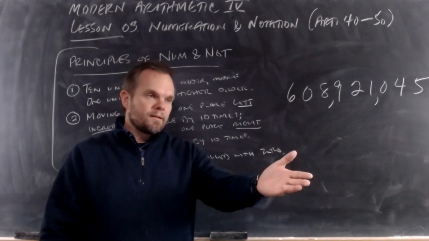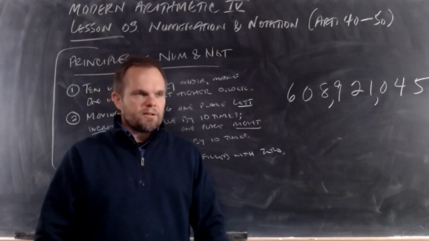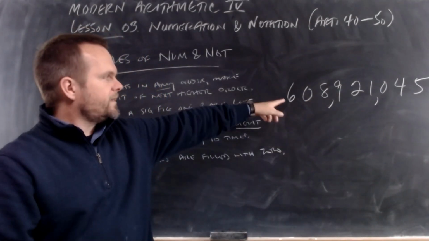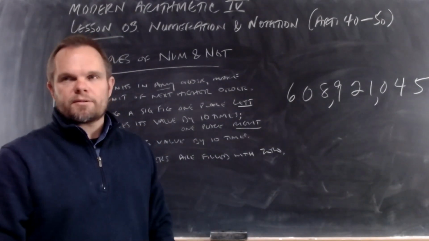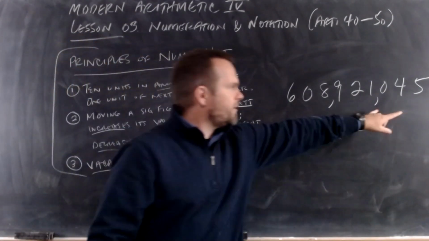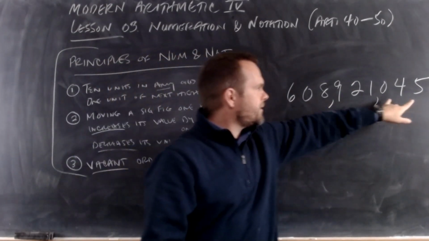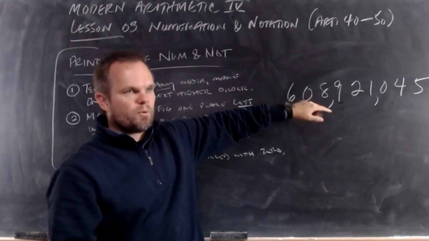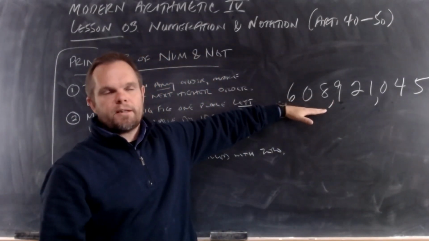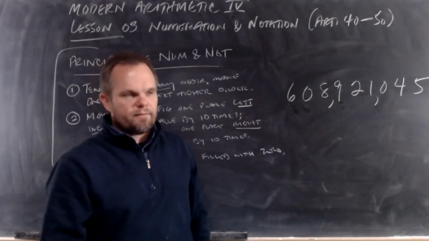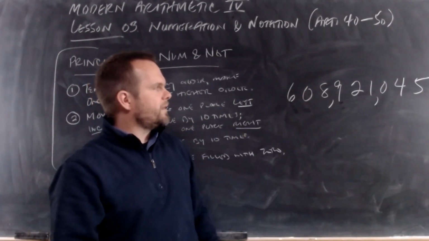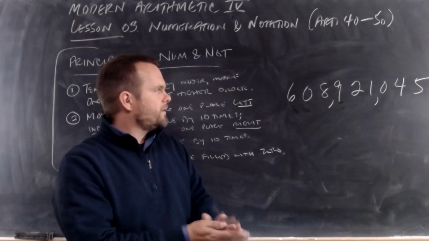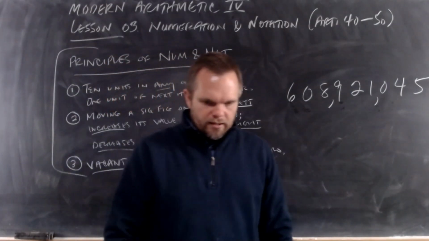Okay? You may not be able to yet, because you have to gain experience with this. But when I see the periods, I can quickly tell that that's 608 millions, because it's the third period, 1, 2, 3. This is units, this is thousands, this is millions. So when I see these figures are in the millions period, I can quickly read it. 608 million, 921 thousand, 45 is how that number is read in words.